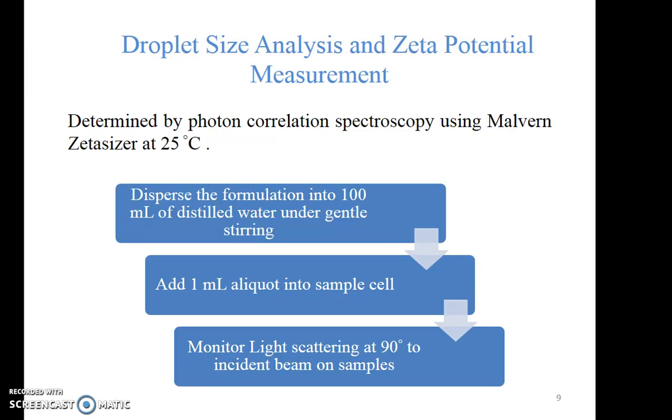So zeta potential measurement is very important, and preferably the value for zeta potential should be near to 30 millivolt. The charges can be plus or minus based on which type of oil we are using or which type of substance is present on the droplets, but the magnitude should be near to 30 millivolt.